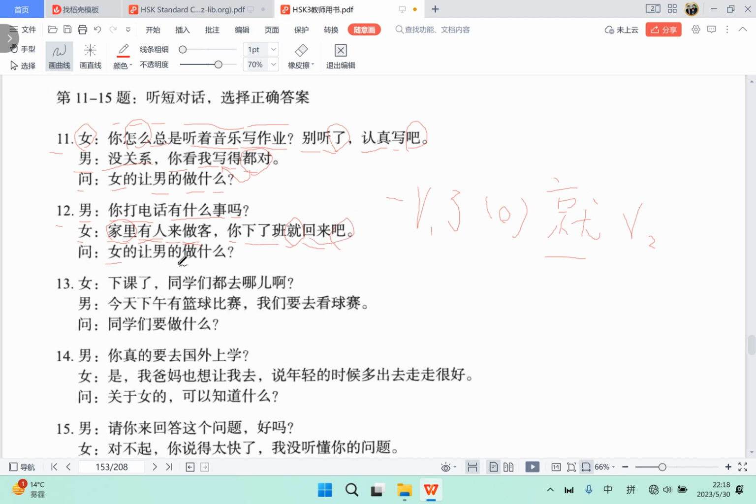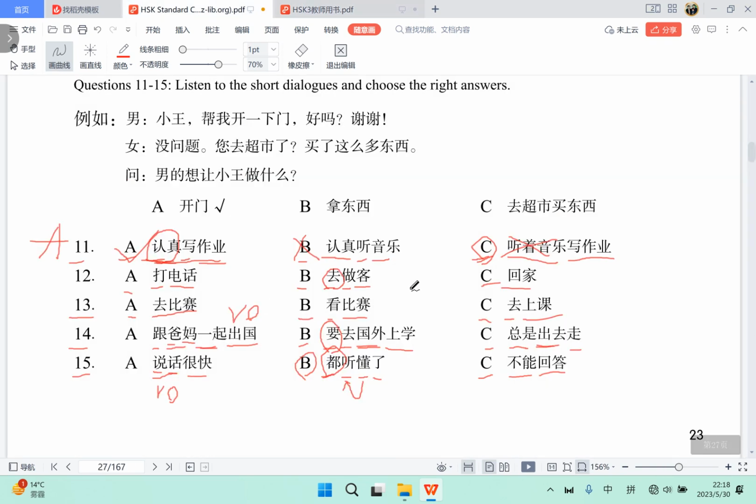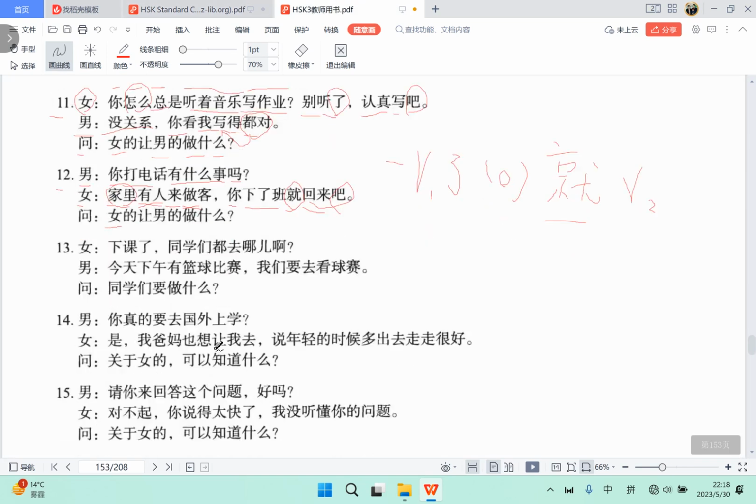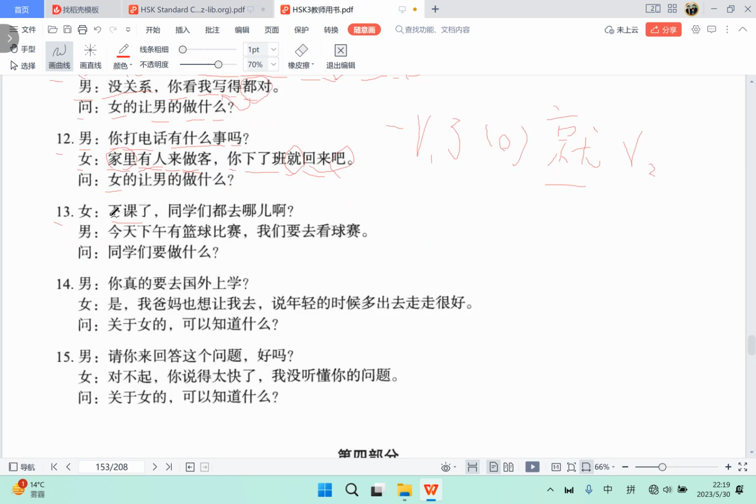Okay, question. 女的让男的做什么? So the woman again, woman let the man do what? Okay, 回家了, go back home. So C. Okay, and number 13, 第13题. 下课了. 下课, so class over. And 了 indicating the change. 同学们都去哪儿了呀? So the students all went to where? 去哪儿啊 expresses the emotion.